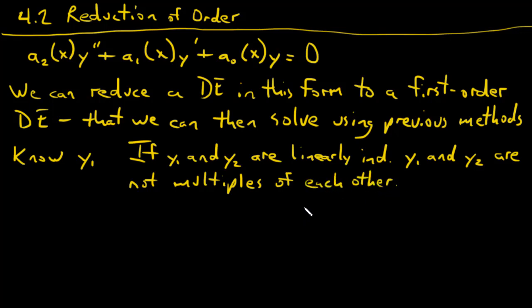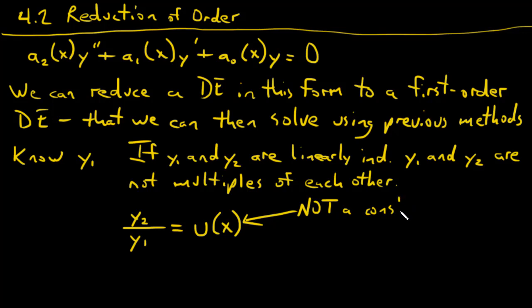If that's the case, we can say that y2 over y1 is equal to some function of x, u of x, but this u of x is not a constant. Why is it not a constant? Well, it's not a constant because they're not multiples of each other, so when I divide them, I don't get a constant.